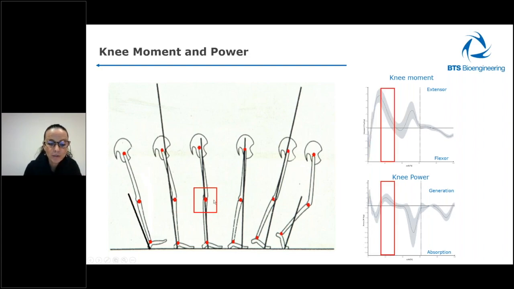In the single support phase, the force is still slightly behind the knee center. So the internal moment is still extensor, but the moment is decreasing because the lever arm is reducing a lot. But the power is now generated because the extensor muscles are working in concentric way to extend the knee.